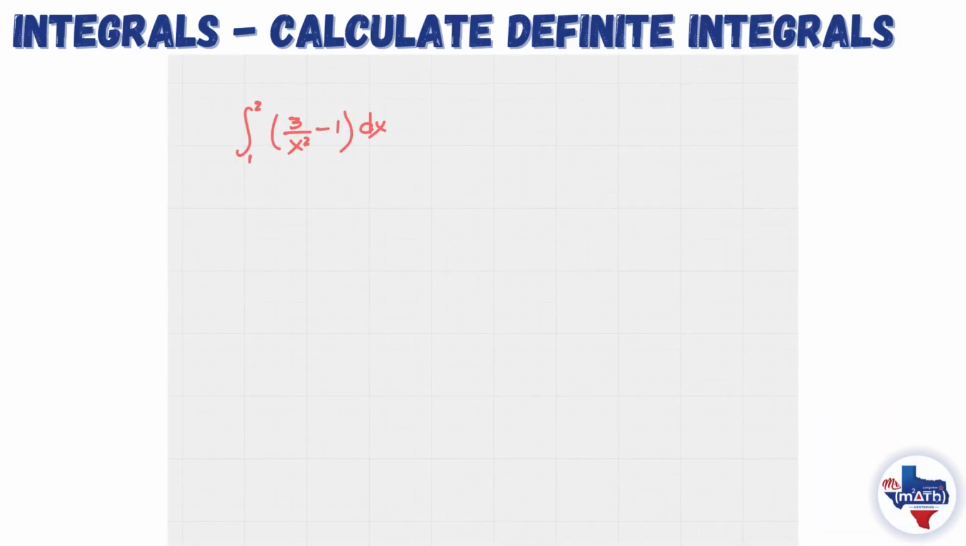Hello everyone and welcome to another video with Mr. Math. Today we're solving a definite integral. We have the integral from 1 to 2 of 3 over x squared minus 1 dx.